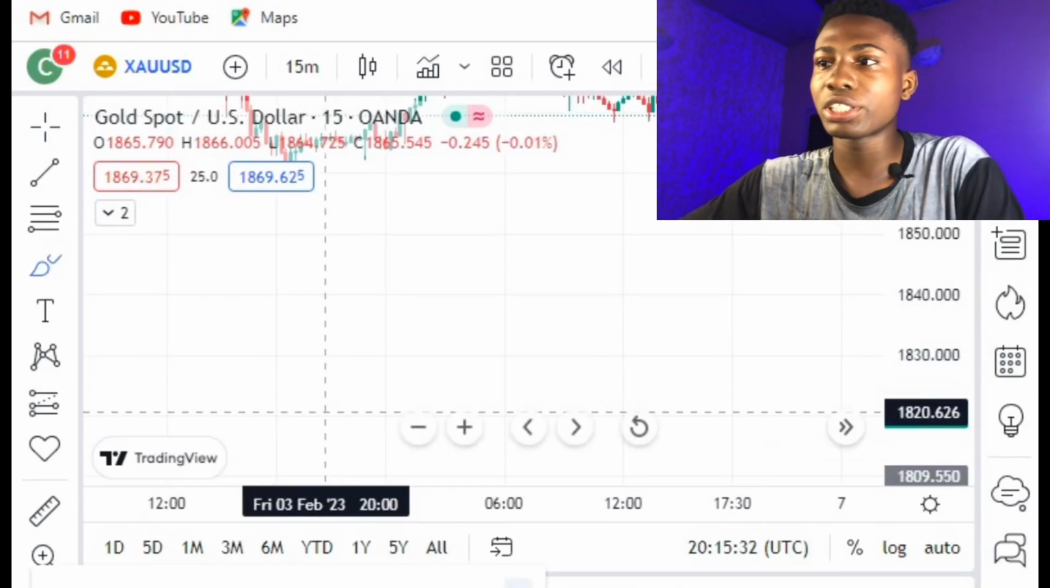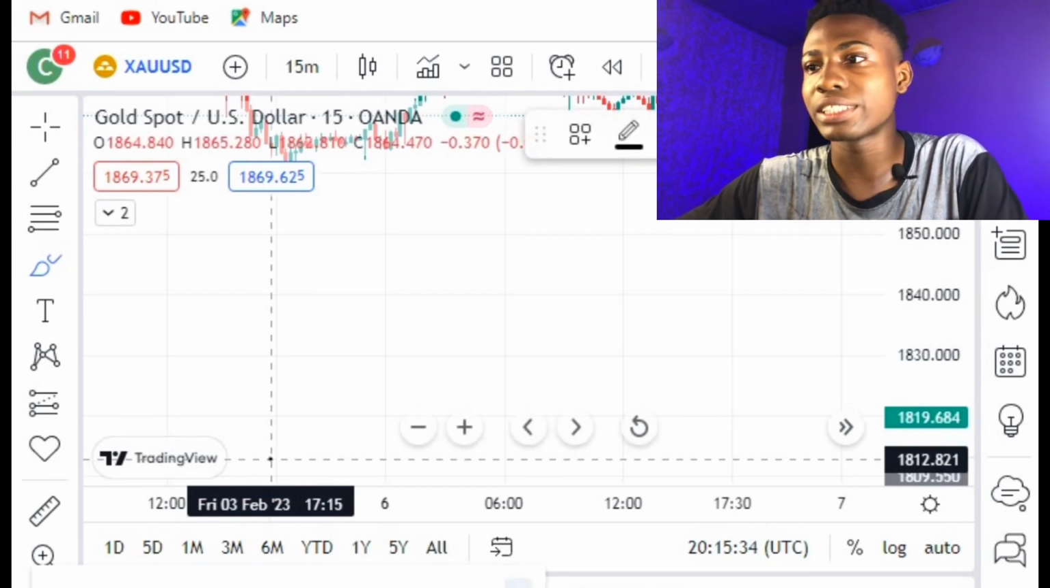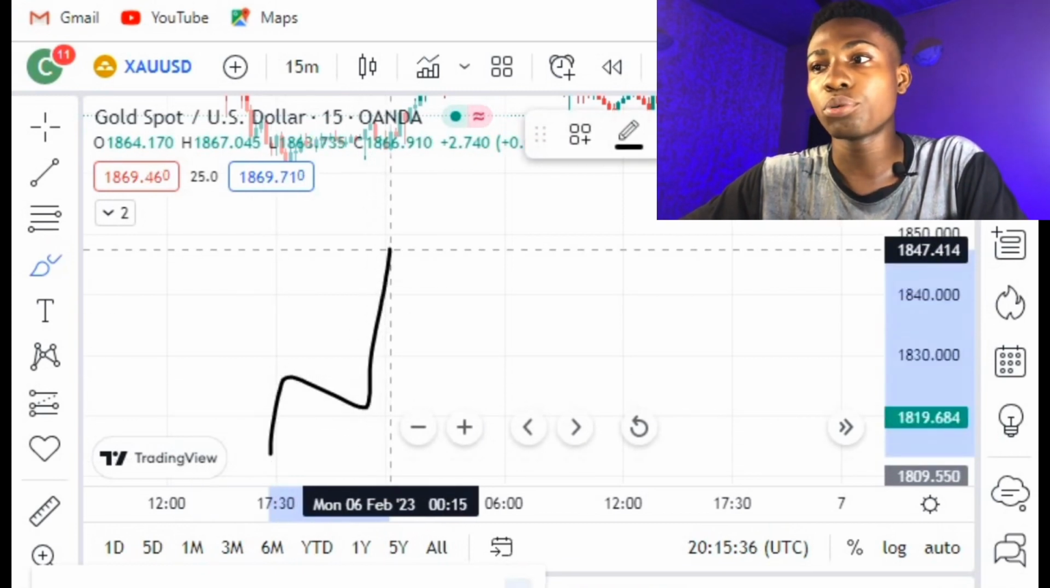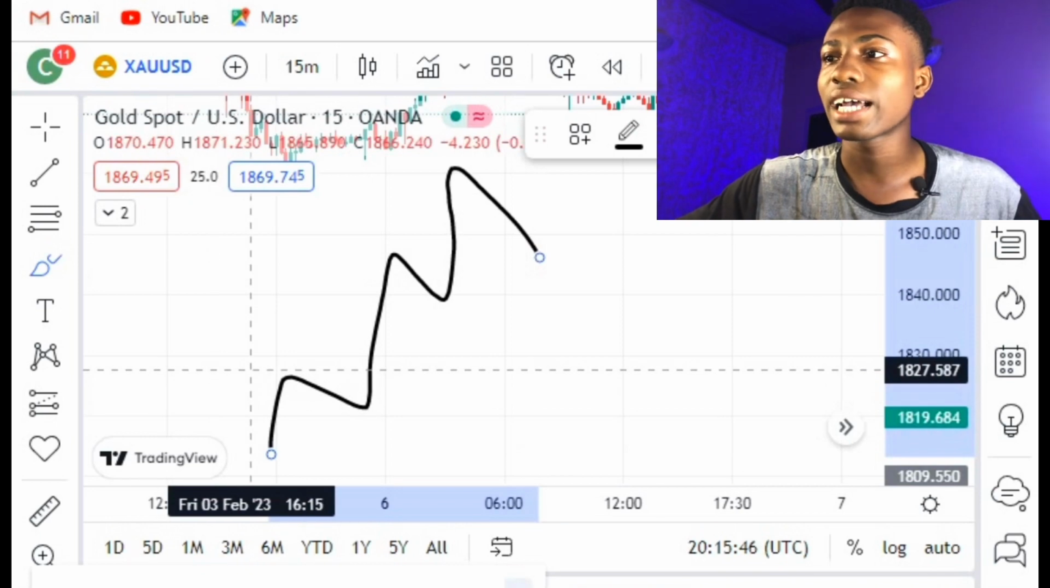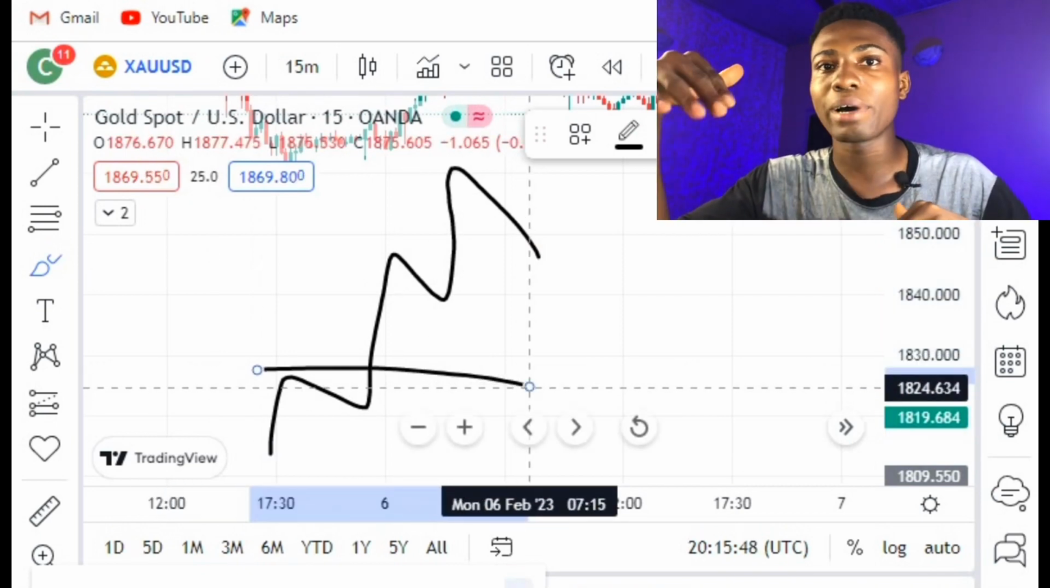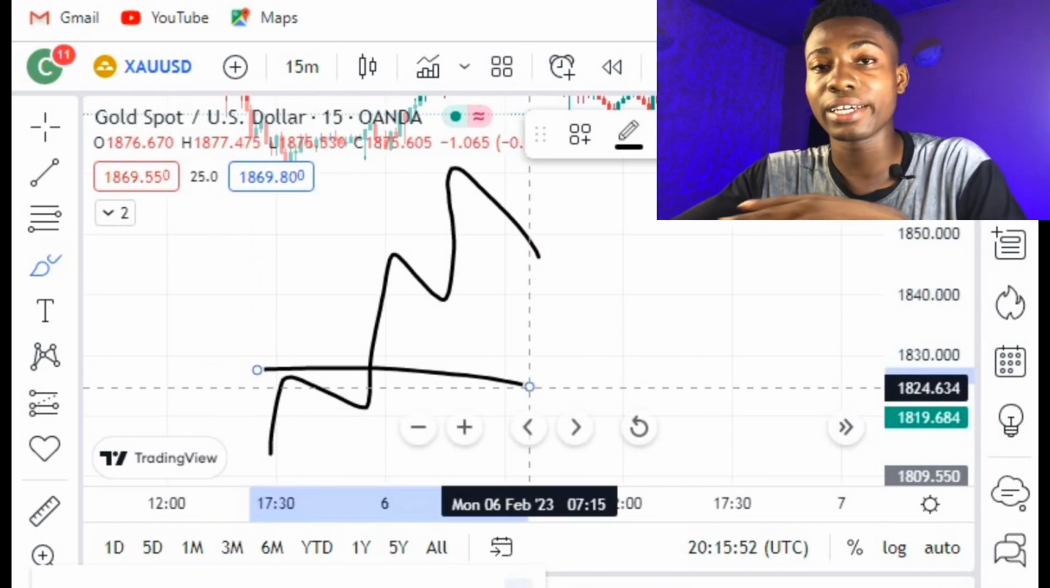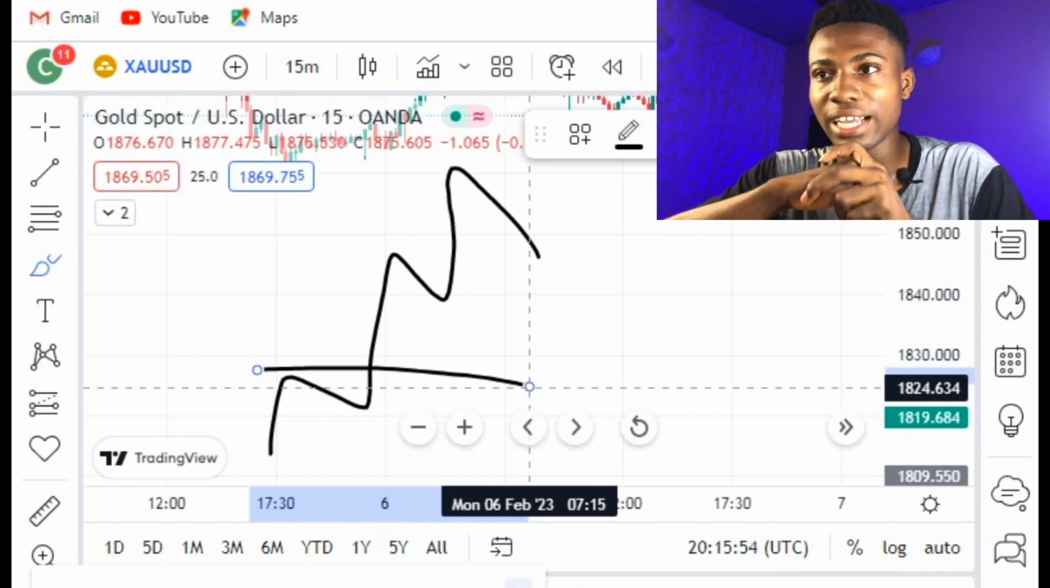Now, one thing about the trend is that it moves in this format, which is it has a push phase, retracement, push phase, retracement. You could see that it's like a staircase format. Now, why is this happening like that? Because of support and resistance in the market.